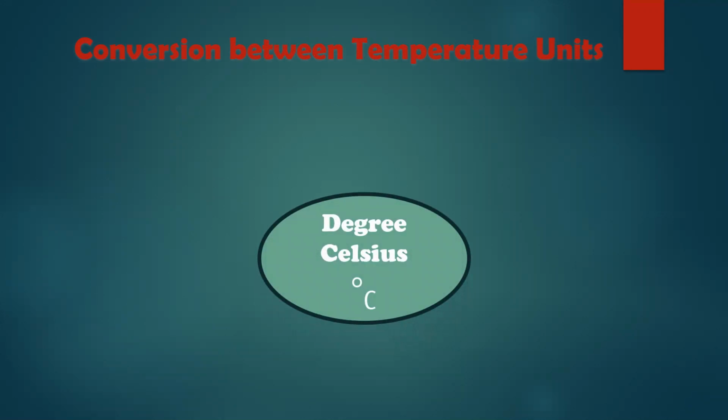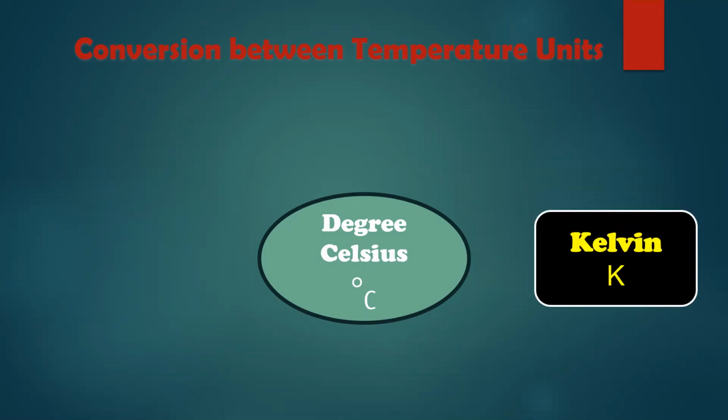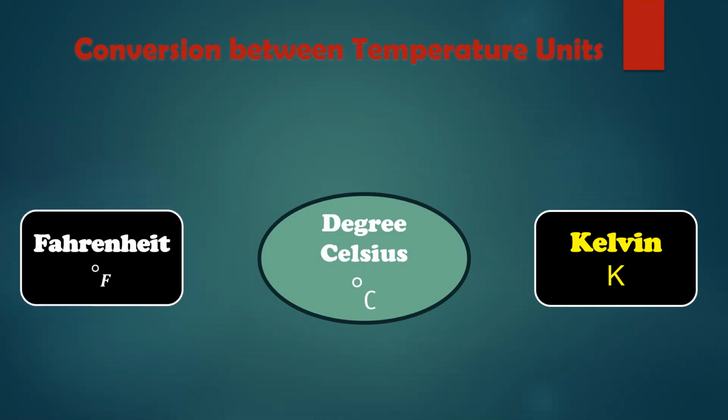Very important lesson, at the same time very simple lesson. It's about the conversion between temperature units. Actually, we have 3 units for measuring temperature: degrees Celsius, Kelvin, and Fahrenheit. Degree Celsius is written like this: °C. Kelvin, capital K. Fahrenheit, °F.